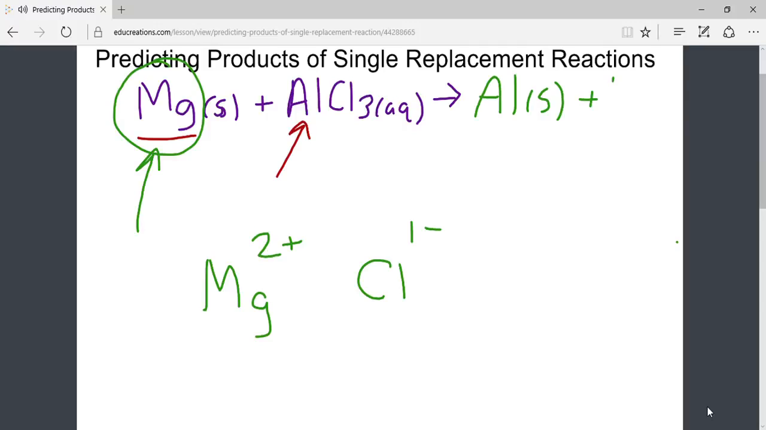Therefore, the symbols MgCl2 describe the compound. Since aluminum assumed the solid state, the magnesium chloride now assumes the aqueous state. Therefore, these would be the products: aluminum with magnesium chloride. You have predicted the products of an example for a single replacement reaction.